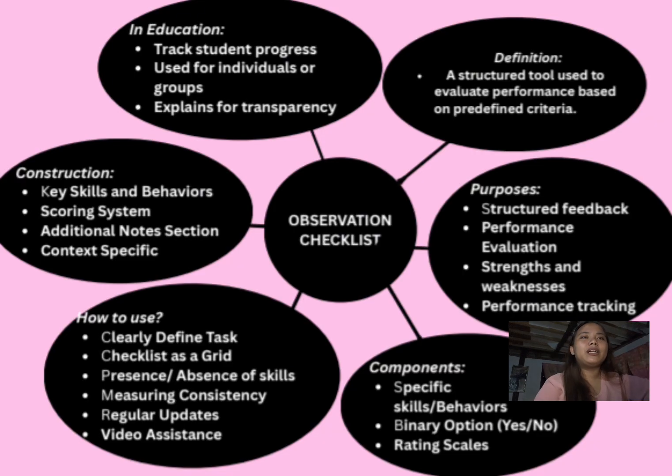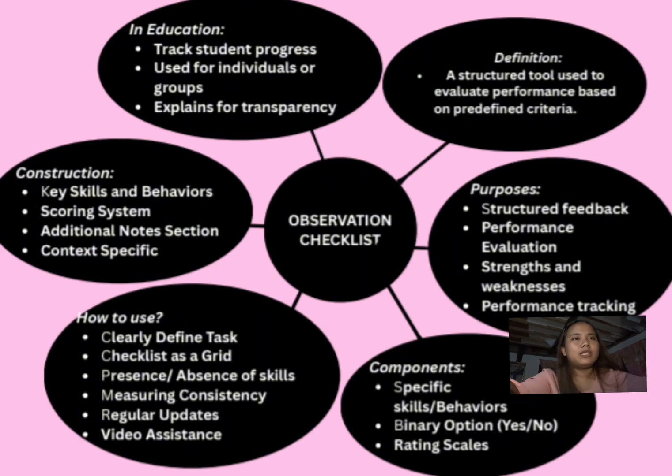For the numerical scales, you use numbers to represent different levels of performance. Example, 1 to 5, 1 to 7, or 1 to 10. You need to define what each number means. An example of numerical scales is a scale of 1 to 5 for clarity of speech. 1 stands for very unclear, 2 sometimes unclear, 3 generally clear, 4 clear and easy to understand, and 5 exceptionally clear and engaging.